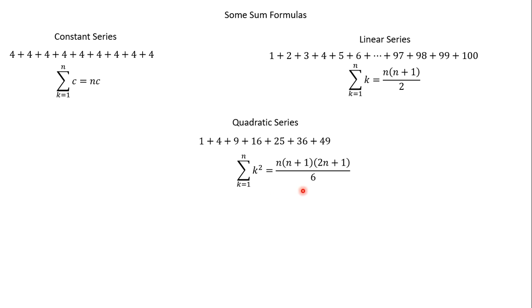There's no reason for that. But we just plug it in. So here, 1 plus 4 plus 9, so 7 is our n. 7 times 7 plus 1 times 14 plus 1, and then divide by 6, and we get the same thing as if we added all these together. This could be derived for you, but it's not pleasant, and it will not help with your understanding, most likely.